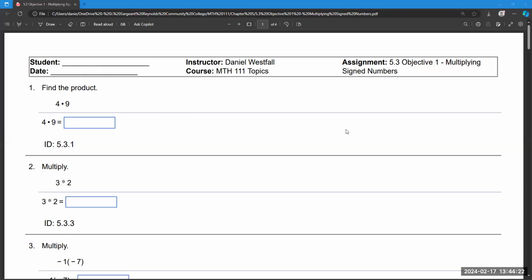In this video, we're going to talk about 5.3 objective 1. We're going to multiply signed numbers. When we multiply like signs, we're going to get a positive number. When we multiply unlike signs, we're going to get a negative number.